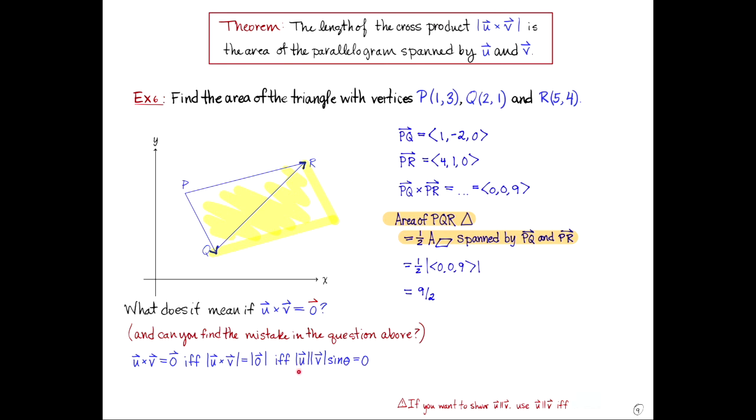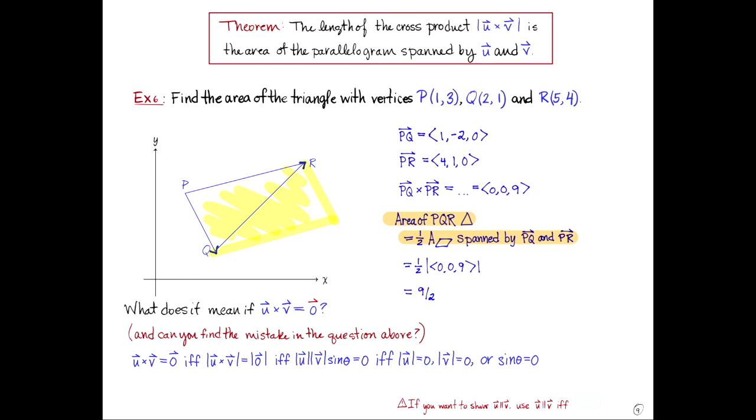The magnitude of U, this is a scalar, we have a number. The magnitude of V, that's a scalar, and sine theta is also some number. So the only way that the product of these 3 things is equal to 0 is if one of these things themselves is equal to 0. This is true if and only if the magnitude of U is equal to 0, the magnitude of V is equal to 0, or sine theta is equal to 0.